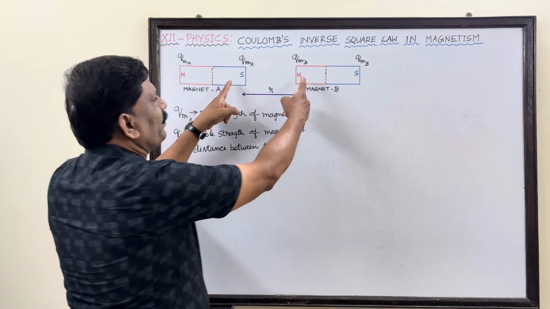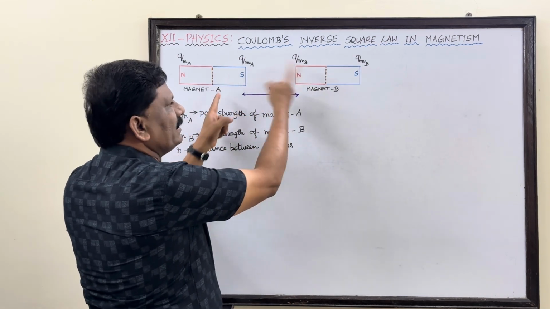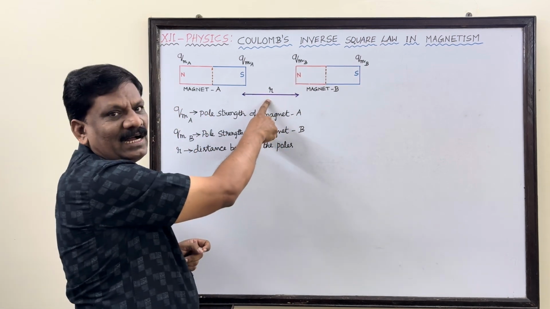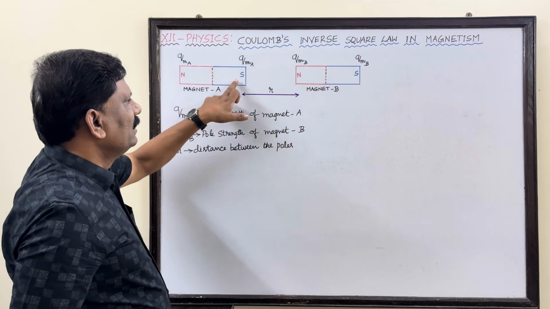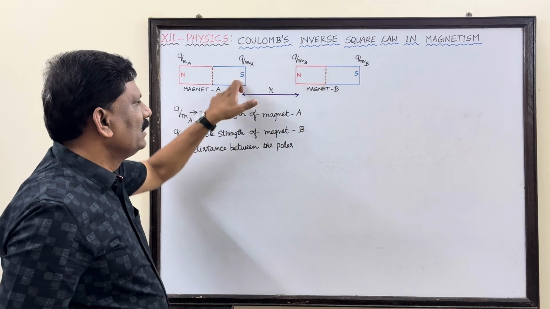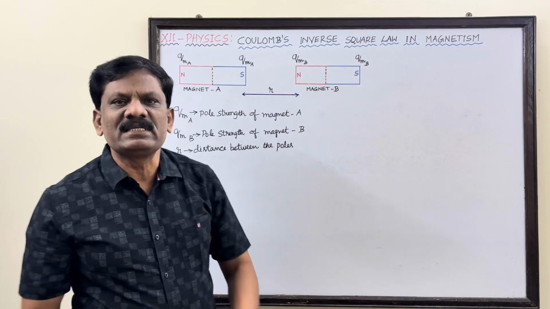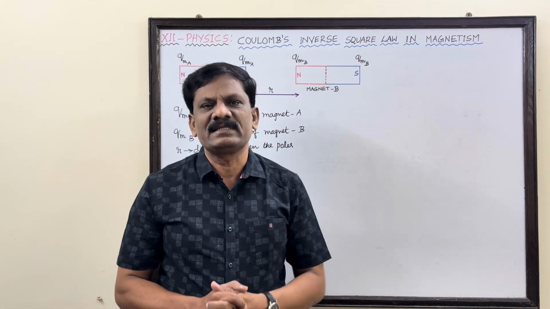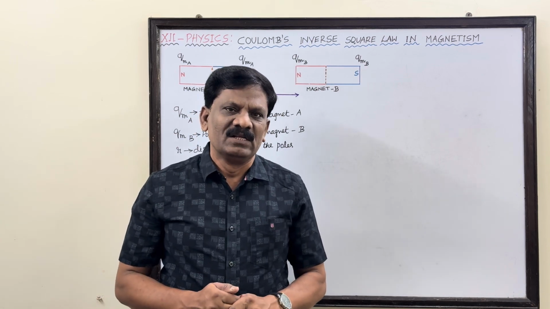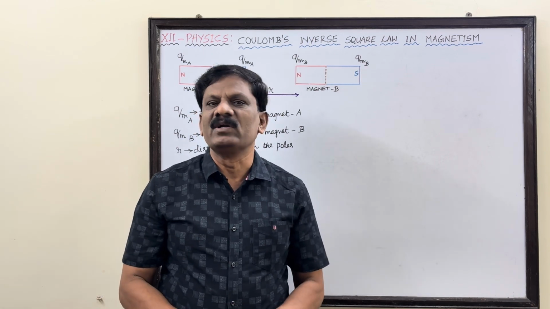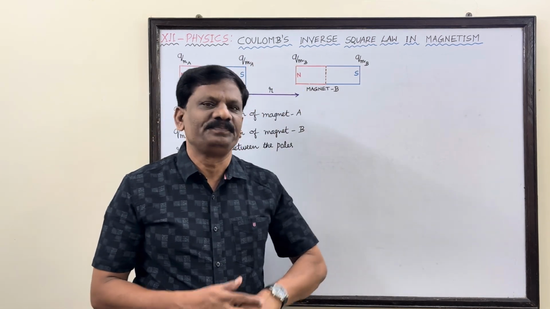Now the distance of separation between the two end poles of these two magnets is denoted as R. R is the distance. Here the left side end pole is south and the right side end pole is north. Such poles are called unlike poles, so they will attract each other with a magnetic force. To calculate that force, we use a law called Coulomb's inverse square law.